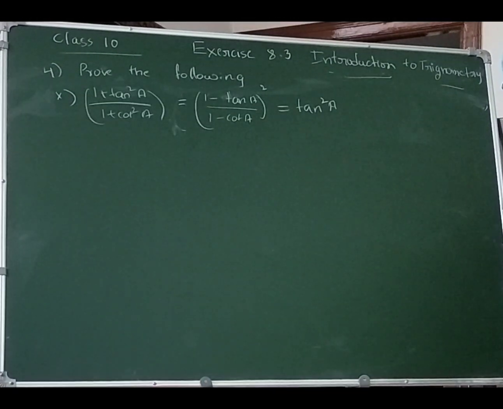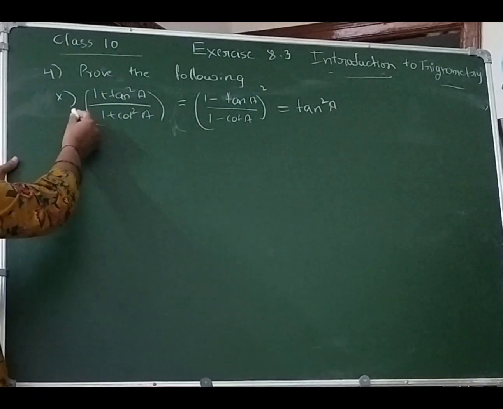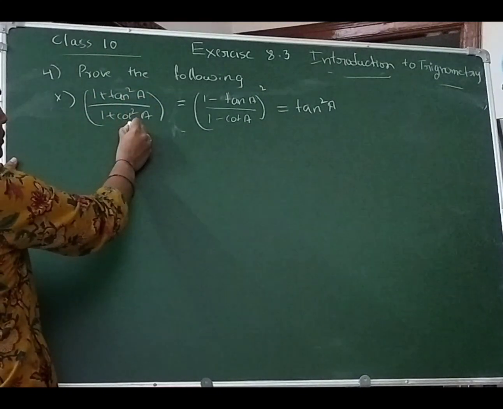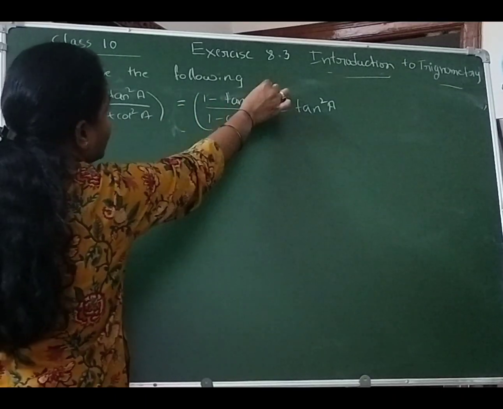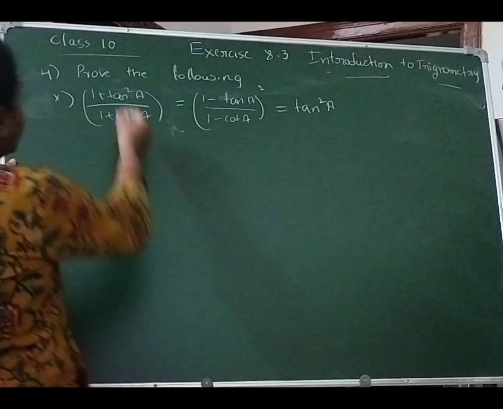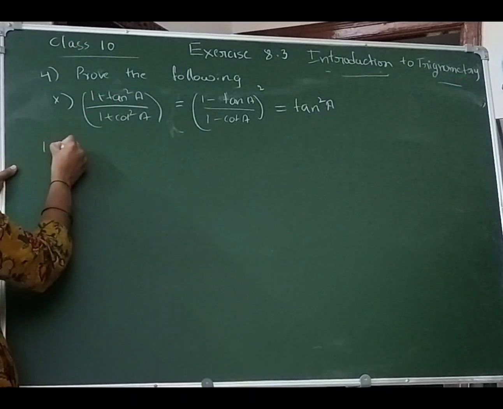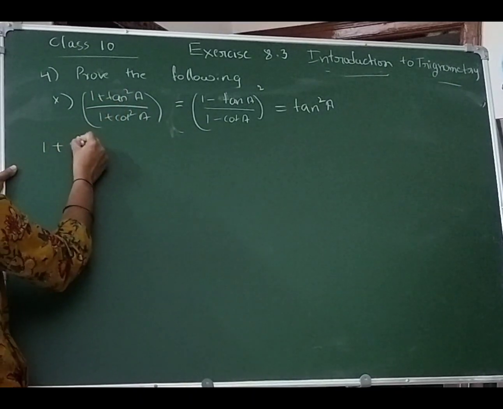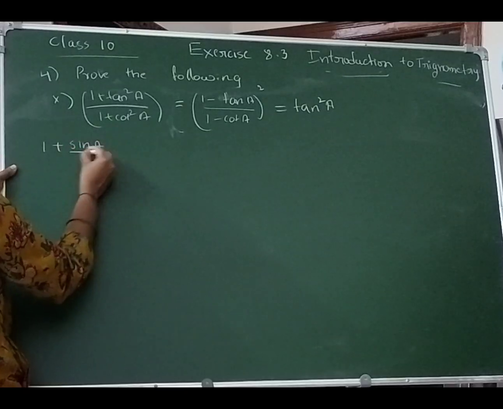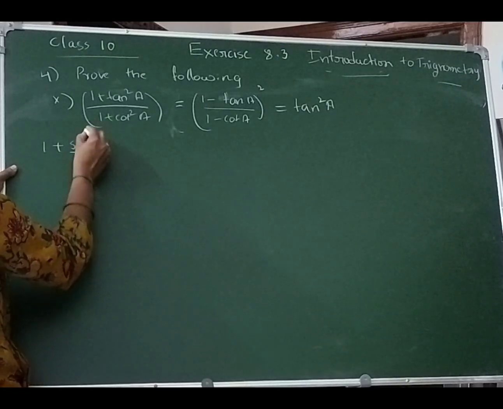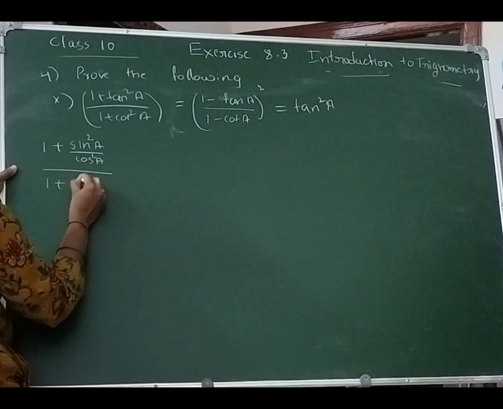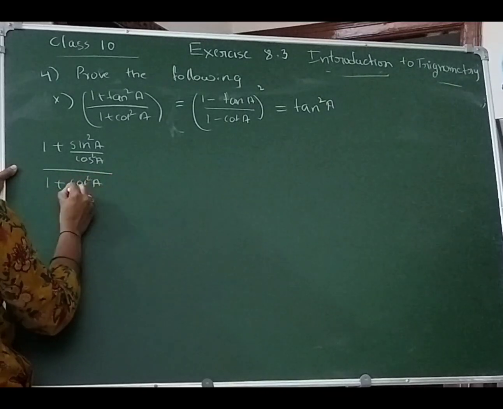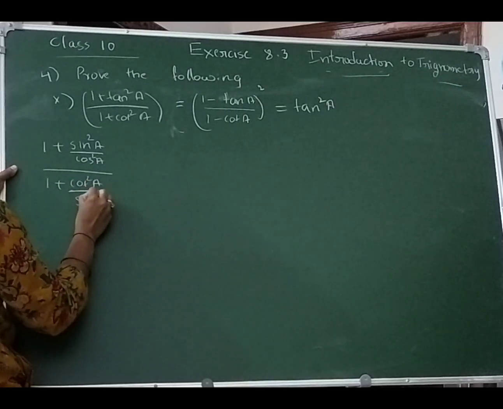Next we'll move on to the last question, that is 10th question. (1 plus tan square A) divided by (1 plus cot square A) is equal to ((1 minus tan A) divided by (1 minus cot A)) whole square is equal to tan square A. First we'll consider the first term. So 1 plus tan square we'll write in the simplified form. So it will become (sin A by cos A) whole square, or we can write sin square A by cos square A. Similarly, in denominator it will become 1 plus cos square A by sin square A.